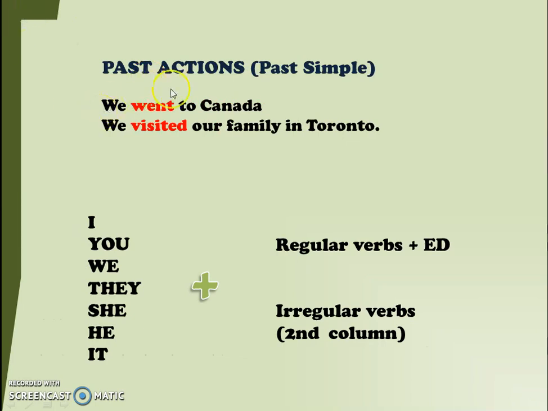For past actions, we're going to use, whenever you have a specific time reference, the past simple tense. So you can say we went, or we visited Canada. And for this, with any of these pronouns, you're going to use the regular verb plus ed, or if it is an irregular verb, you're going to check the second column.